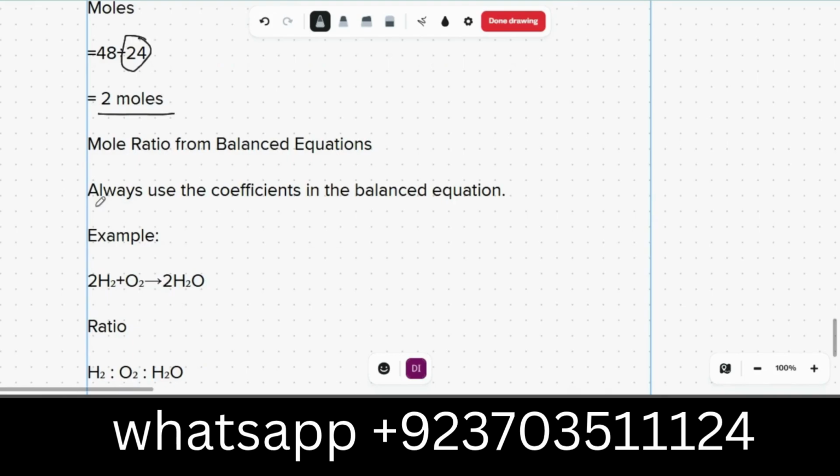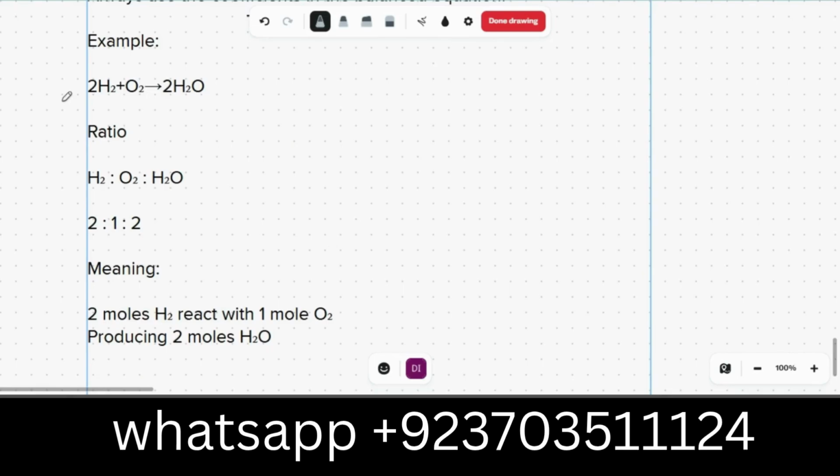More: always use the coefficients in the balanced equation. For example, 2H2 plus O2 gives 2H2O. You can see from this equation that the ratio of H2 is 2, O2 is 1, and H2O is 2. That means 2 moles of H2 react with 1 mole of oxygen to produce 2 moles of H2O. That's all about it.